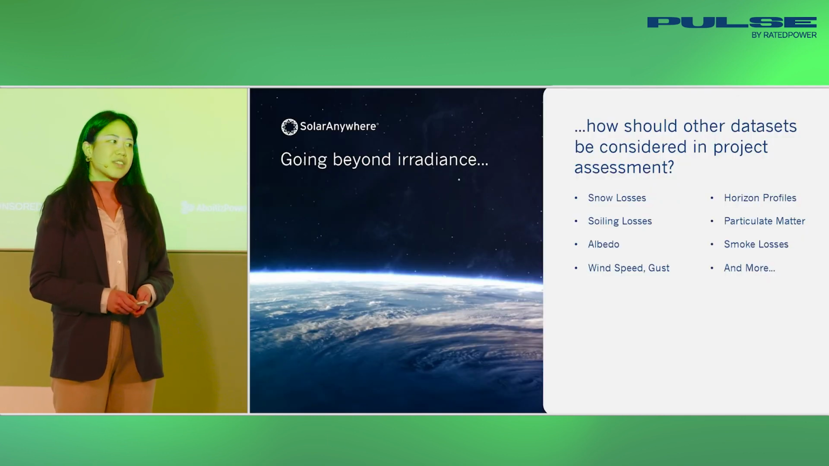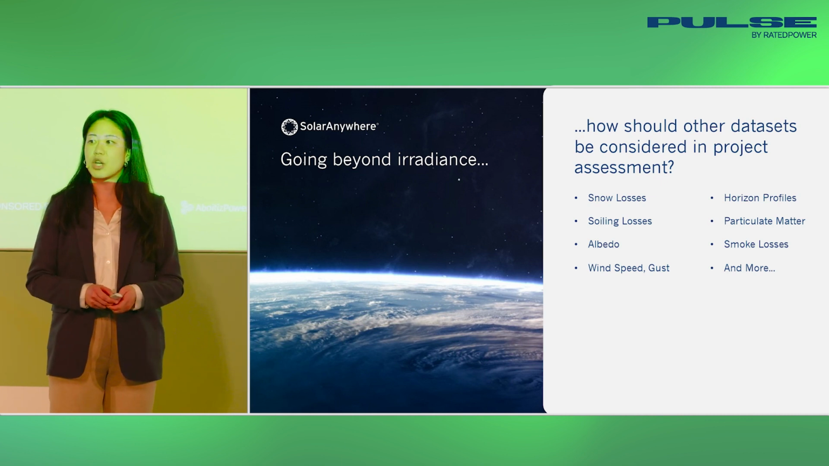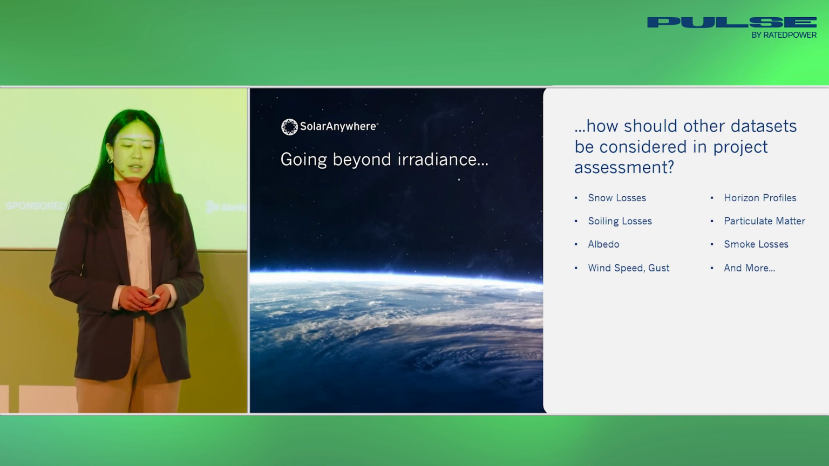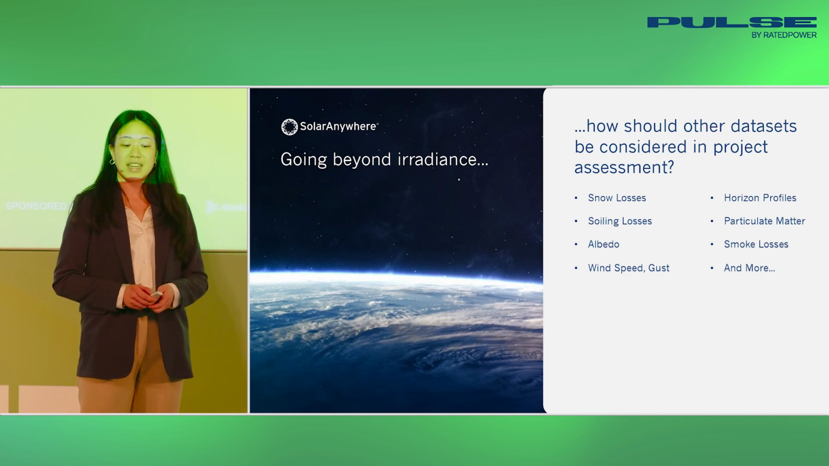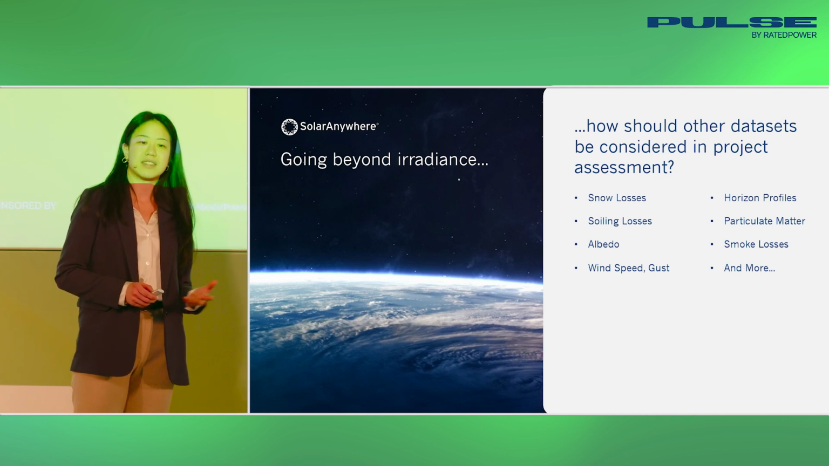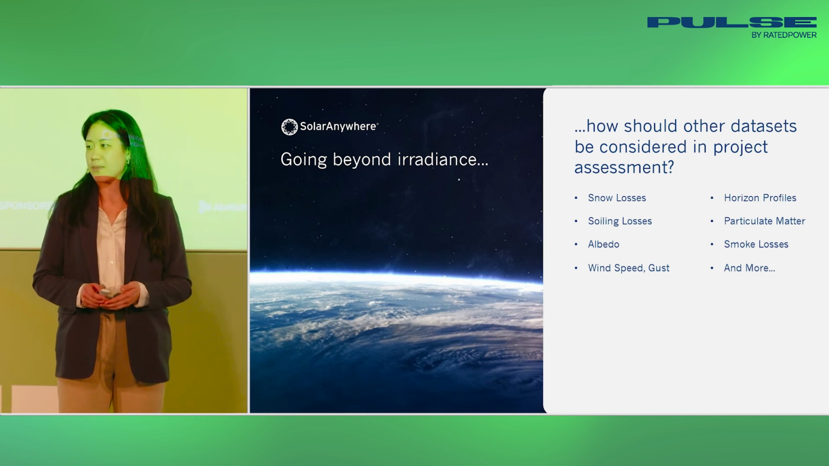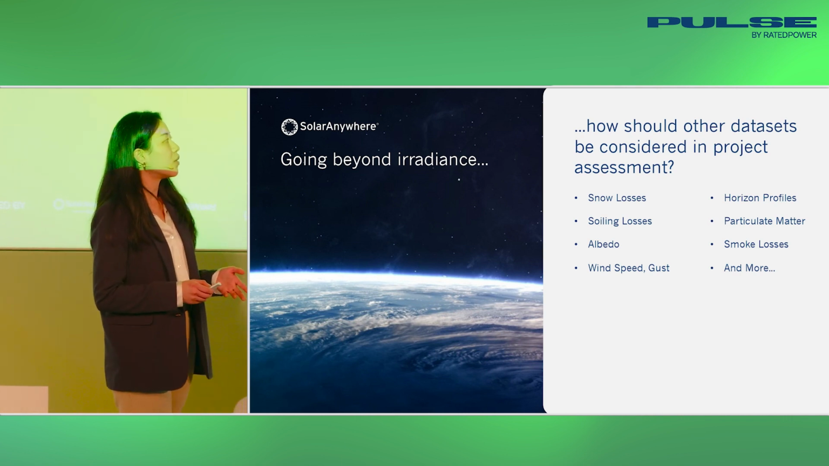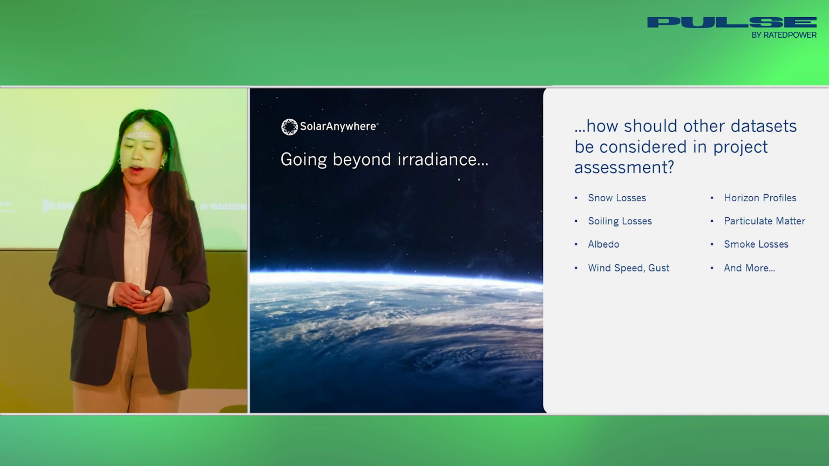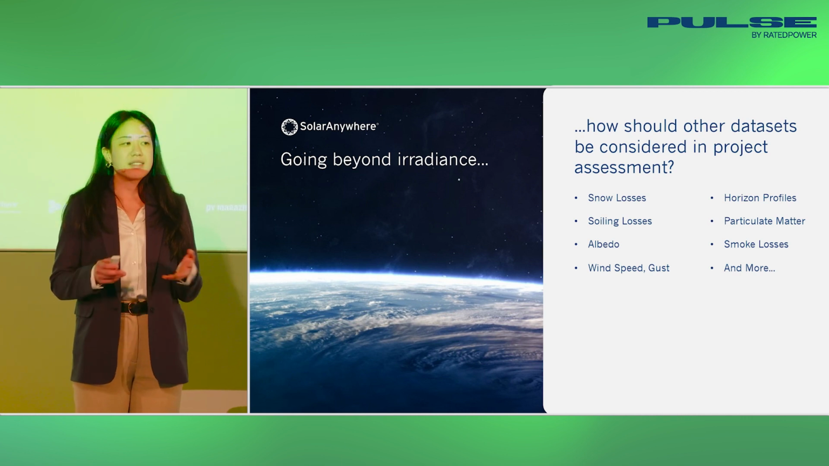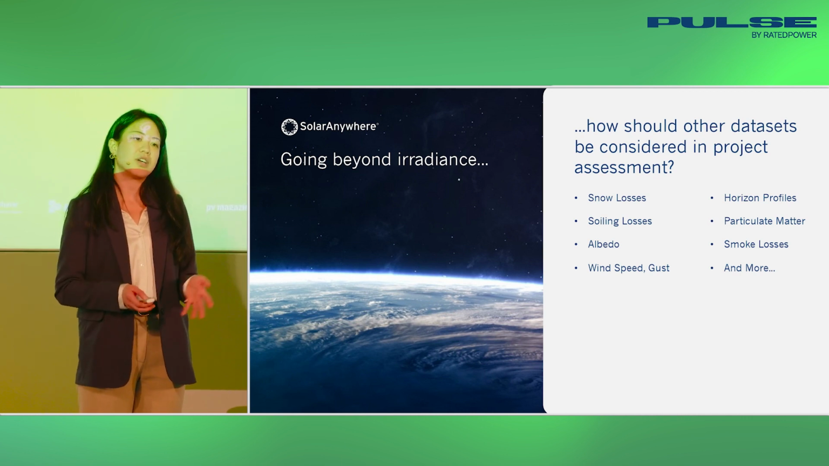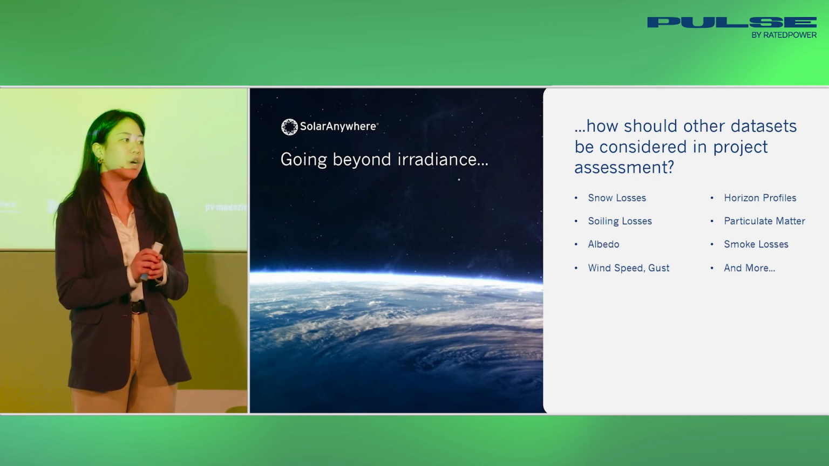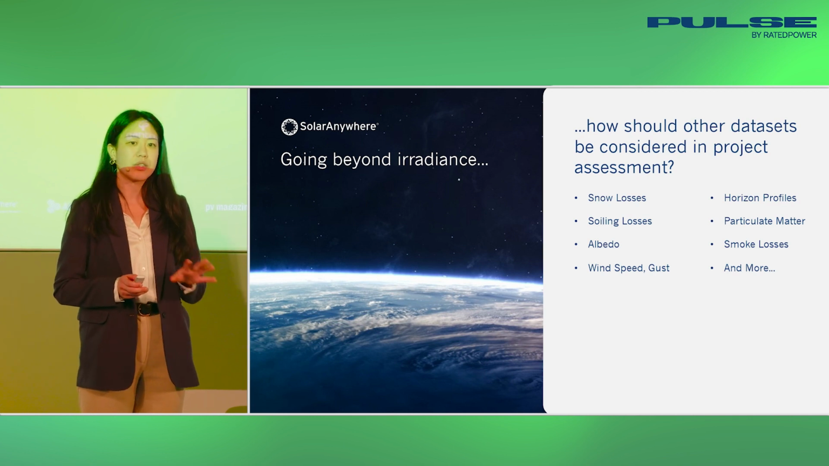But what I want to focus on in today's presentation is going beyond irradiance, beyond just how sunny it is at a location, and to give more insight into what other data sets should be used in project assessment. So these are things like snow losses, soiling losses, albedo, wind speed. You can read the list there. Because these are important too. It's not just solar resource. It's a lot of other factors that you should be considering in your project holistically to understand the risk long term.